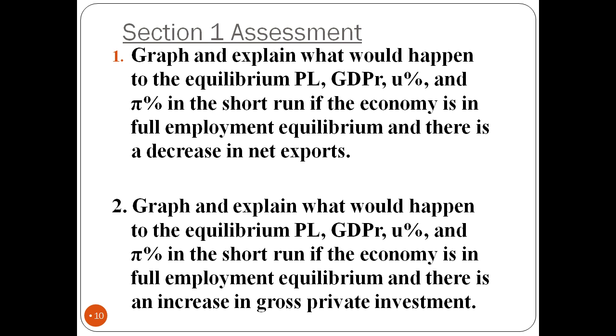Now for number two, we're going to graph and explain what would happen to the equilibrium price level, real GDP, unemployment rate, and inflation rate in the short run if the economy is in full employment equilibrium and there is an increase in gross private investment. So just like number one, set up your AD-AS and full employment output, shift aggregate demand the correct way based on that increase in gross private investment, and then tell me what happens to price level, real GDP, unemployment, and inflation.